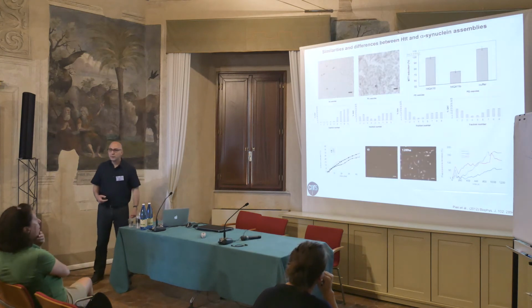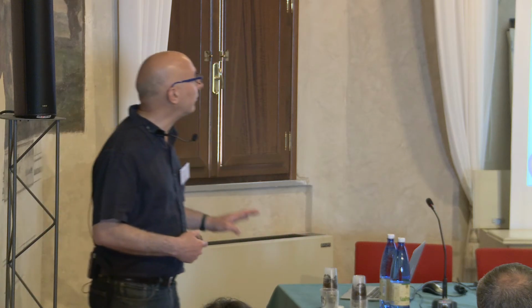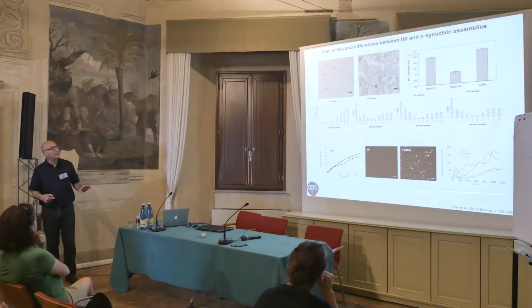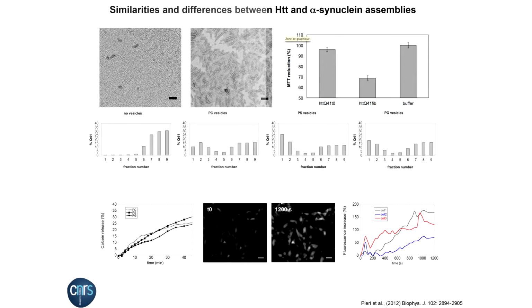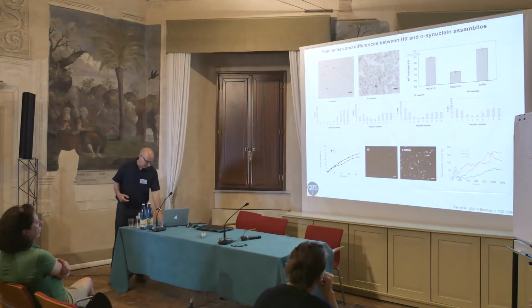So is this specific to alpha-synuclein? The answer is no. You can make Huntington exon 1 fibrils, make them homogeneous in length, expose the cells. As you can see, there is toxicity associated to fibril, not to the oligomeric form. But there are differences. For example, Huntington exon 1 fibrils will interact with PC, PS, PG, whatever vesicle. They permeabilize these vesicles, they permeabilize the cells, and you have calcium waves.